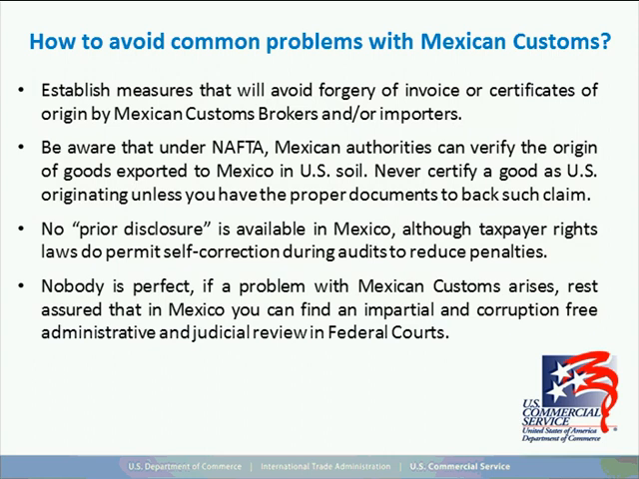Be aware that under NAFTA, Mexican authorities can verify origin of goods exported to Mexico on U.S. soil. Never certify a good as U.S. originating unless you have the proper documents to back such claim.